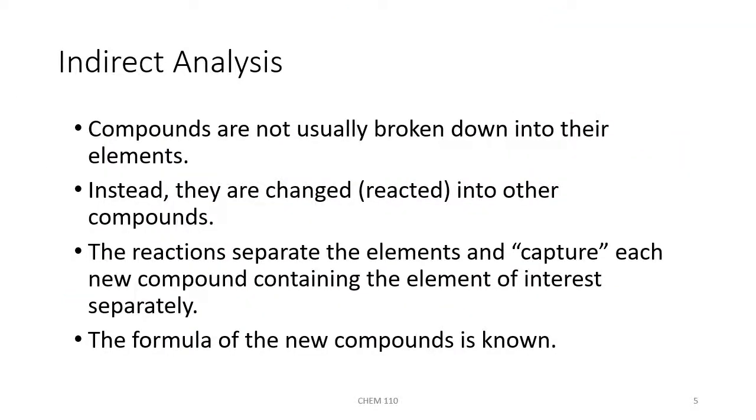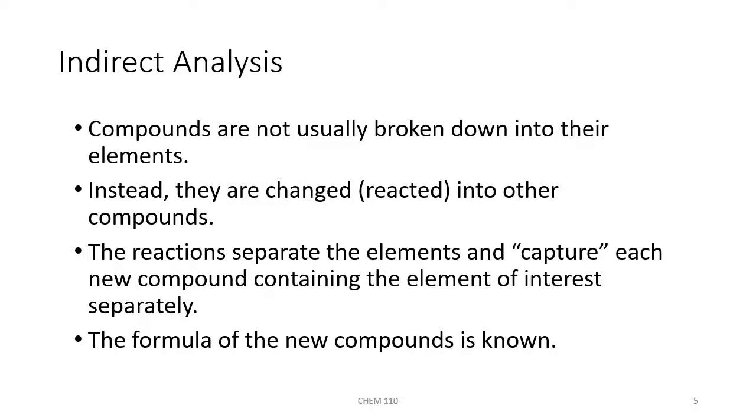Combustion analysis is a method of indirect analysis for determining the empirical formula of a compound. If you think back to chapter 3, when we first started learning empirical formulas, we were given either the grams of all the elements in the compound, or we were given their percentages, which we could cross off and assume were the same as grams.